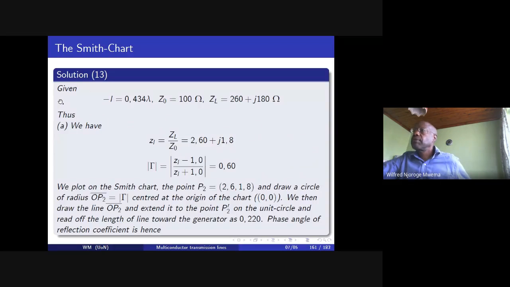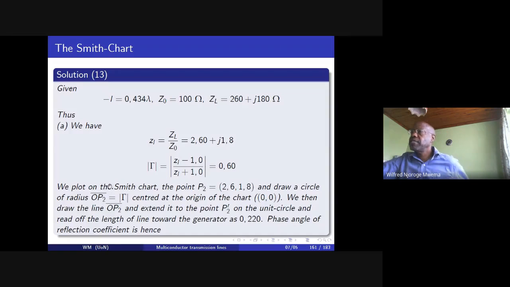So what we are given, the information is as follows. I'm using the minus because I've located my origin at the load, so I'm using the minus for the direction towards the generator. So the length is 0.434 lambda. The Z0 is 100 ohm. ZL is 260 plus j180. And therefore we can get the normalized load as ZL by Z0, and we get 2.60 plus j1.8. And the magnitude of the gamma is just going to be 0.60.